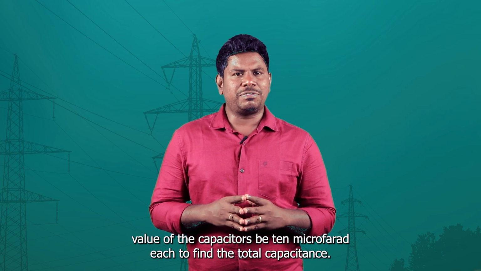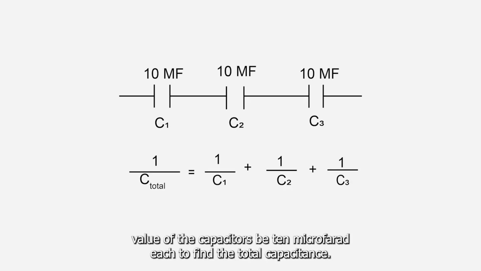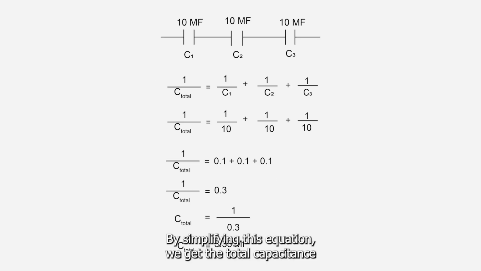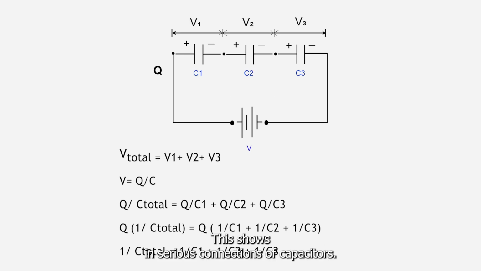Let the capacitance value of the capacitors be 10 microfarad each. To find the total capacitance, just substitute the values in the formula 1 by C is equal to 1 by C1 plus 1 by C2 plus 1 by C3. By simplifying this equation, we get the total capacitance C as 3.33 microfarad, which is lesser than the capacitance of the individual capacitors. This shows in series connections of capacitors, the total capacitance value will decrease.